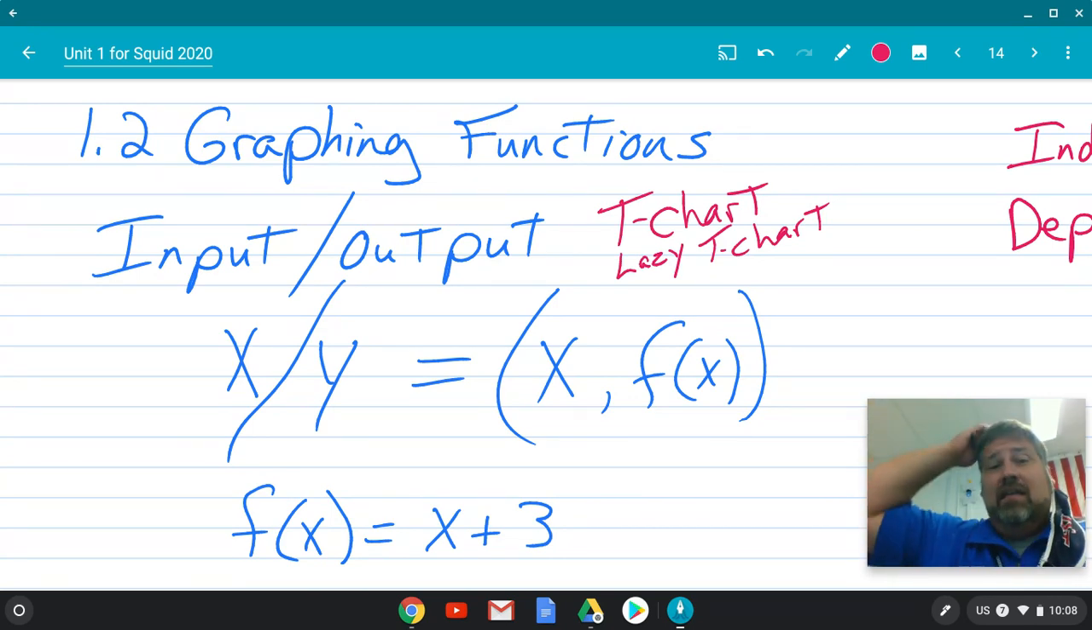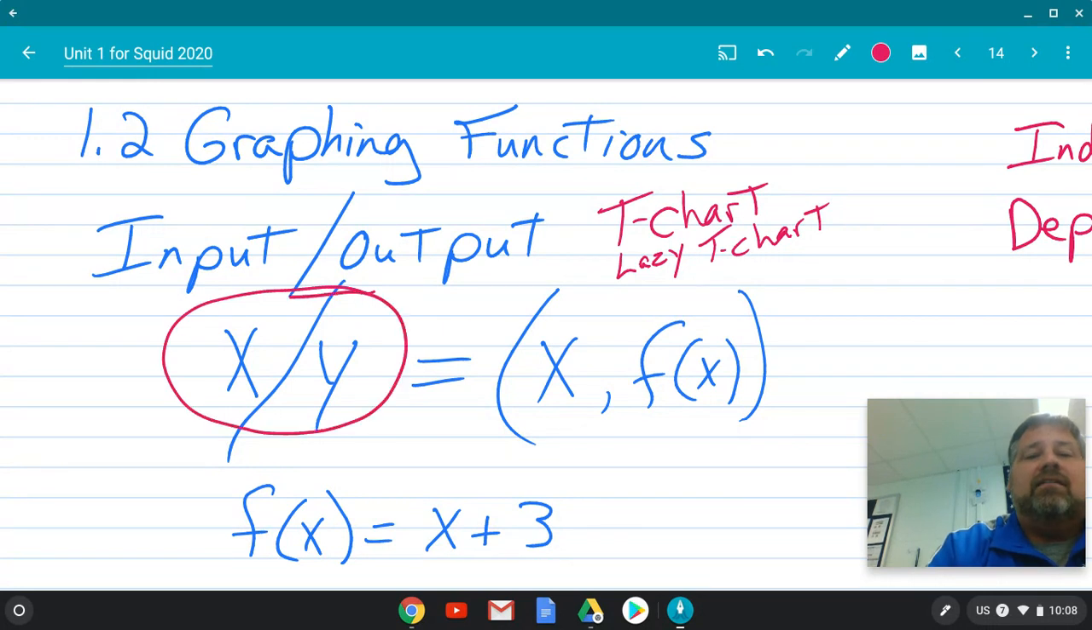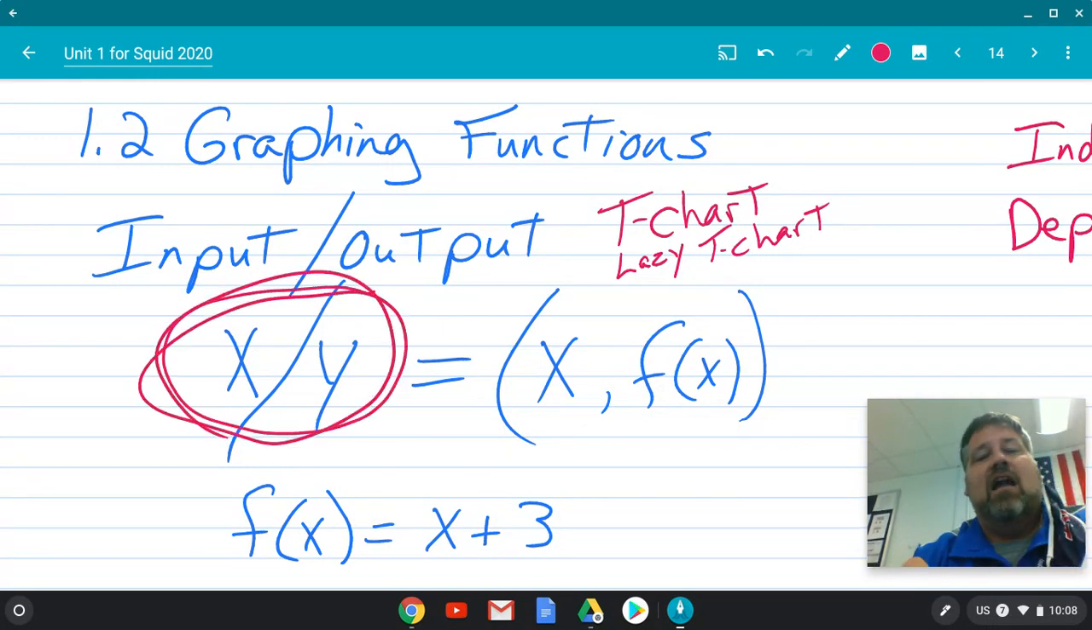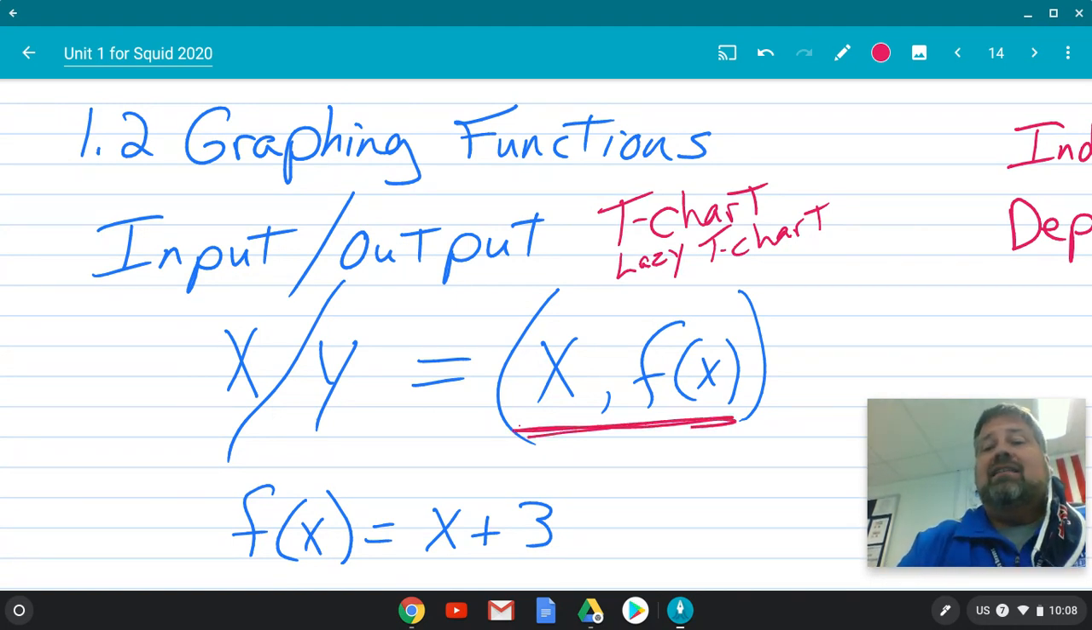That's the first thing, input-output charts. Now let's talk a little bit more about input-output charts, because you're used to seeing them like this, with the input being the X and the output being the Y. We've now started talking about function notation, where instead of y, we would use what? F of x. Yeah, okay, we're waking up a little bit. F of x means the same thing. F of x is y. So it can look like this now.